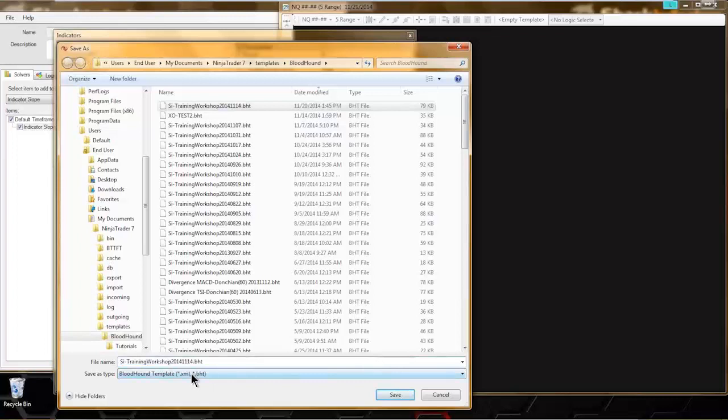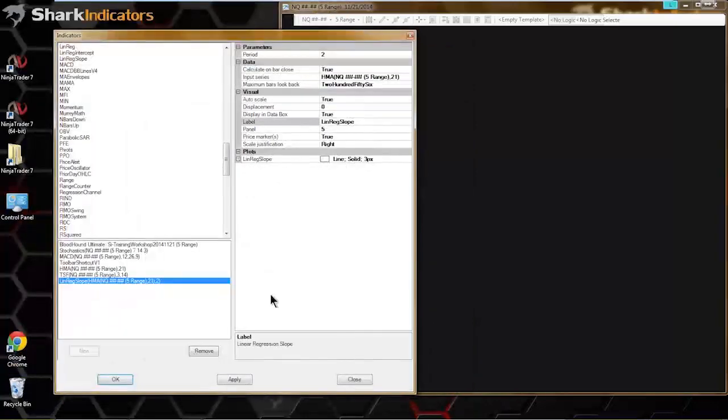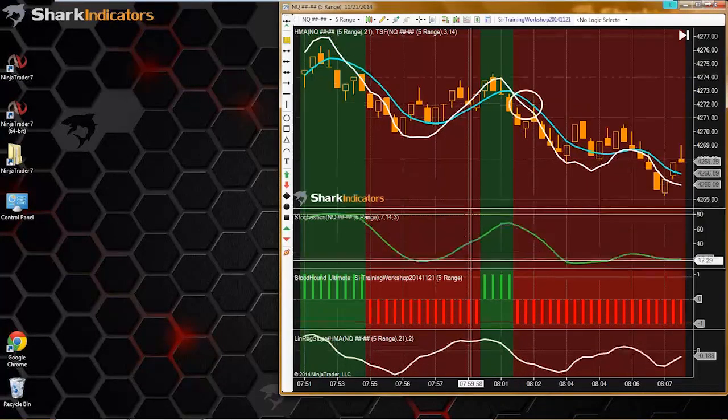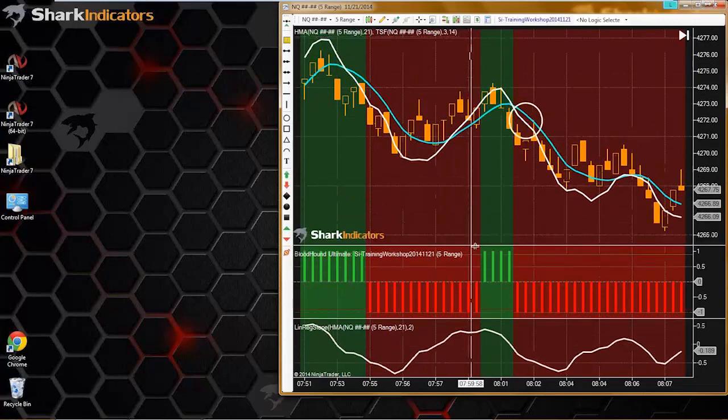If you say no, that's okay. You're not going to lose your data. BloodHound will still remember everything that's done, even if you don't have a template name. But you definitely don't want to exit or close NinjaTrader without naming your templates. You will lose all your data if you do that. All right, let's get rid of these extra indicators on here.